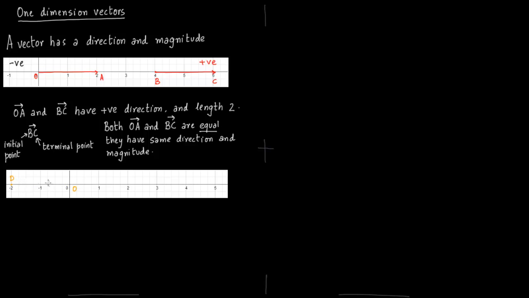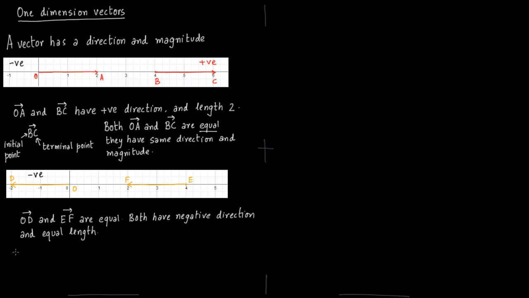Now we draw vector OD in the negative direction. So it is going towards left, it is in negative direction. And we also draw the vector E to F, which is also in negative direction. Because both these vectors are pointing towards the left side. The arrowhead is on the left side. So OD vector and EF vector are equal because both are negative. Because both of them are pointing on the left side. And both of them have the same magnitude or length, which is 2.